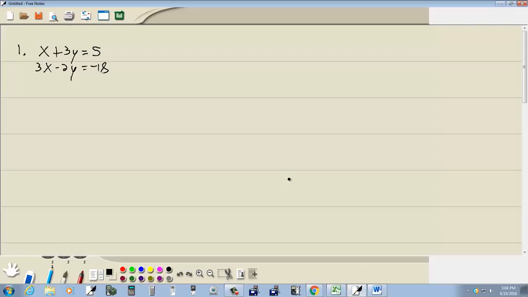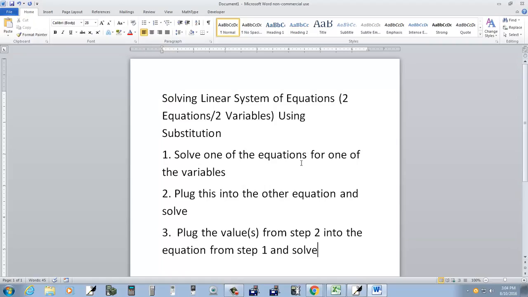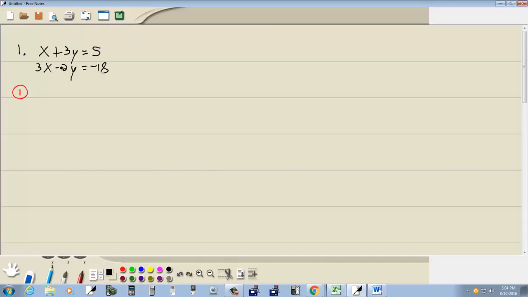Okay, so step 1. Solve one of the equations for one of the variables. Doesn't matter which one you pick, whichever one looks easier to you. Now, the one that will be easier is the one that does not have a number before the variable. So I'm going to work with the first equation because the x does not have a number in front of it. And that variable that does not have a number in front of it will always be the easiest one to solve for. So I'll take 3y to the right side. So we got x is equal to 5 minus 3y.